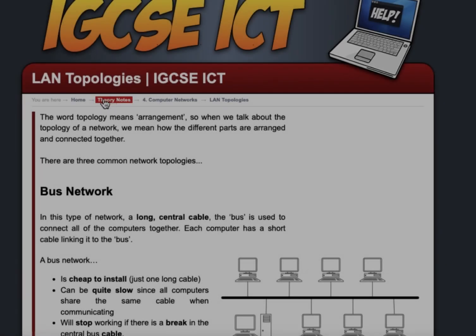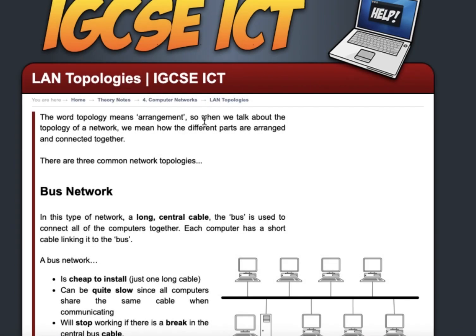We said we're looking at the LAN topology under IGCSE ICT. We're looking at the LAN topology. The word topology, what does it mean? It means arrangement, right? The different arrangement. You can have a circular arrangement, horizontal arrangement, triangular arrangement, star arrangement. So topology just means how you arrange your computers in the office.